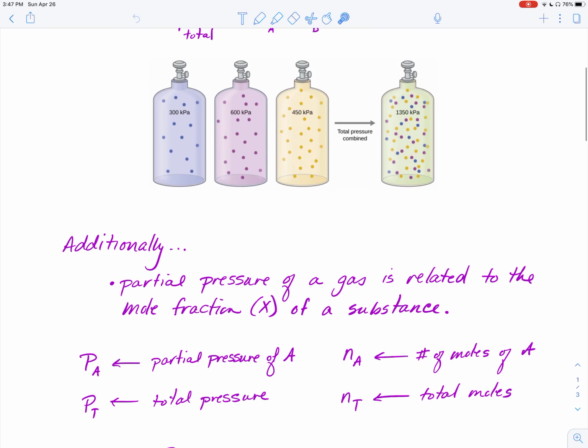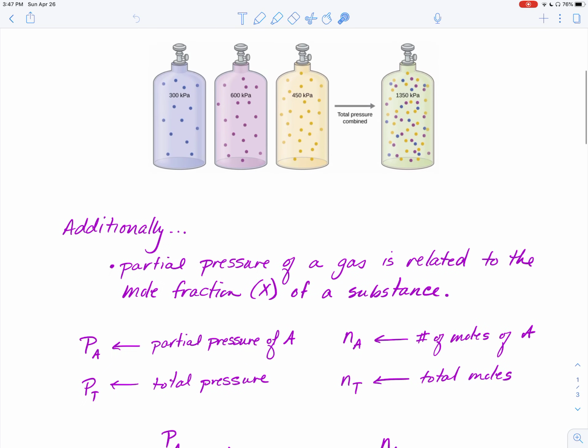Now, one thing you need to keep in mind is that for those mixtures to be true, there can be no reaction between those gases. That's one particular caveat, or a condition that must also be met for this to work.